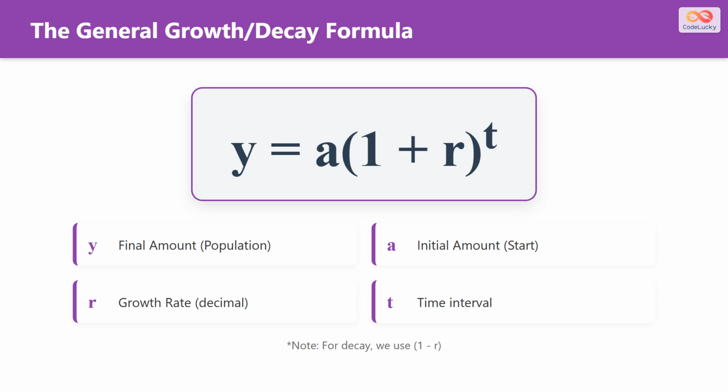To model this mathematically, we use a specific formula. Here, y equals a times the quantity 1 plus r raised to the power of t. Let's break that down. y is your final amount. a is your starting amount or initial population. r is your growth rate, which we write as a decimal. And t is the time that has passed.